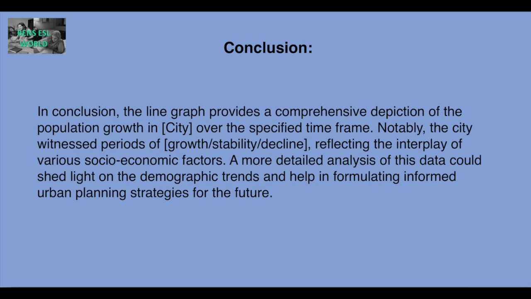Conclusion. In conclusion, the line graph provides a comprehensive depiction of the population growth in the city over the specified time frame. Notably, the city witnessed periods of growth, stability, and decline, reflecting the interplay of various socio-economic factors. A more detailed analysis of this data could shed light on the demographic trends and help in formulating informed urban planning strategies for the future.